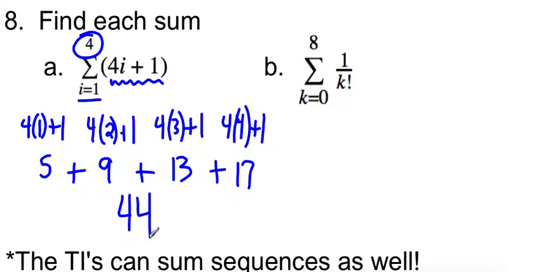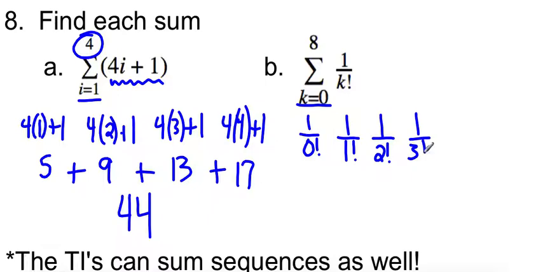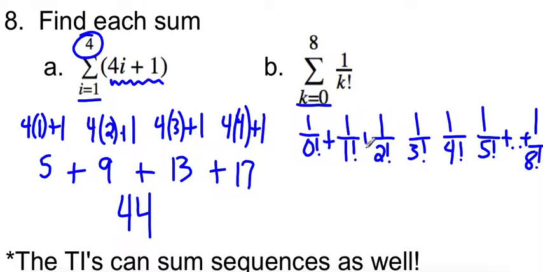Okay. Let's take a look at the next one. We're going to start by plugging in 0, so we get 1 over 0 factorial. And then we plug in 1 over 1 factorial. Then we plug in 2, 1 over 2 factorial. And we keep doing this. I don't have enough space, so just pretend. And we stop when we get to 8 factorial. Okay? And summation means we're adding them all up.